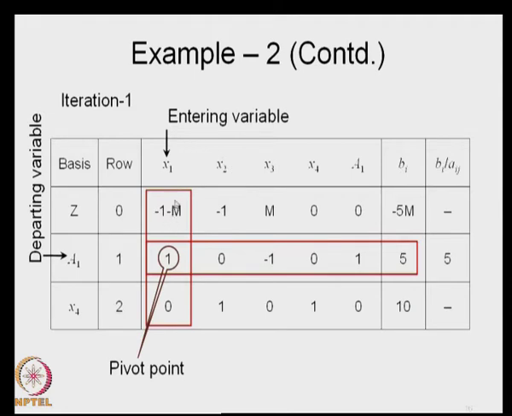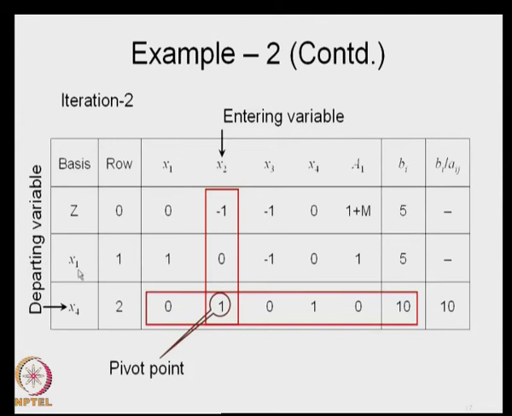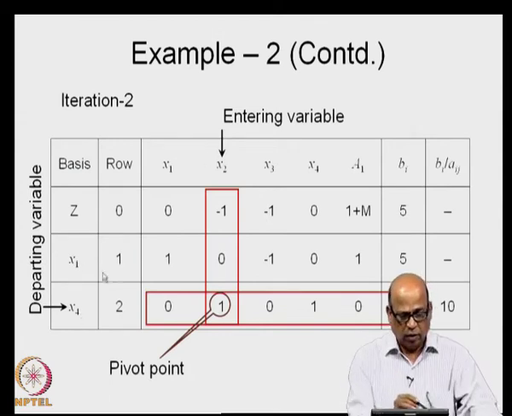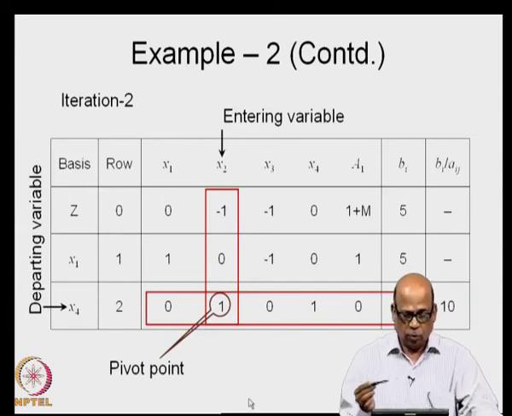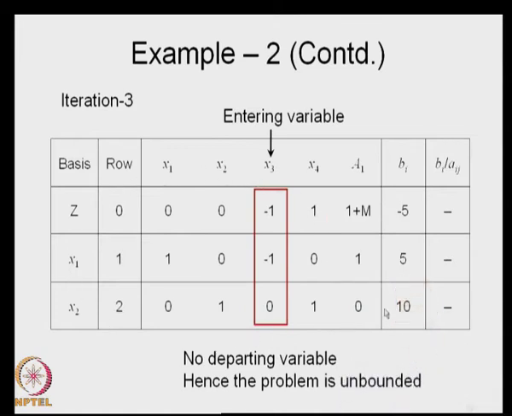So, you identify the entering variable. This is the entering variable, minus 1 minus m, because this is the highest negative value, and this becomes entering and this becomes departing, because bi by aij is minimal among all the values that you could calculate. In fact, this is the only value, and therefore, this becomes the departing variable. You rewrite the basis z, x1, x4; x1 came in the place of a1. So, this becomes the new basis. You identify the entering variable, identify the departing variable, go to the next iteration. You see that this is how you get the new table.